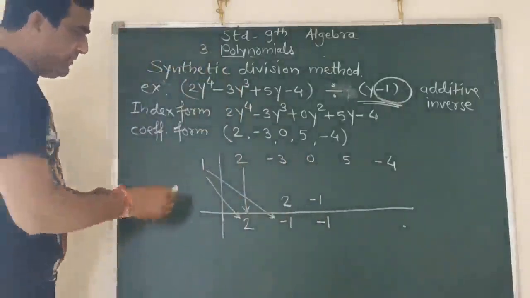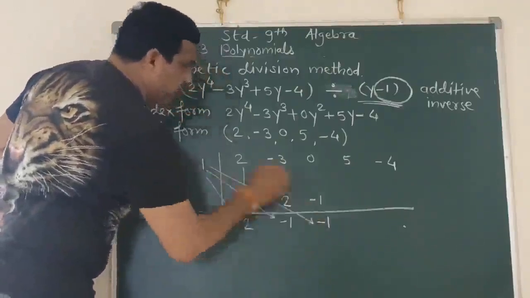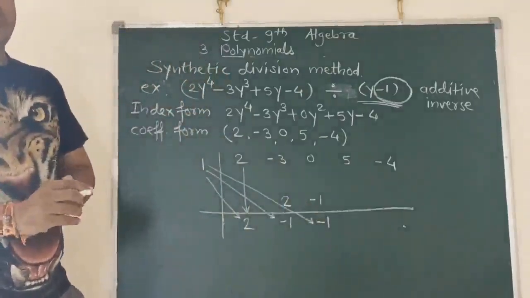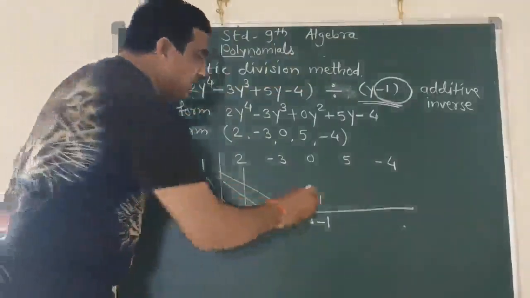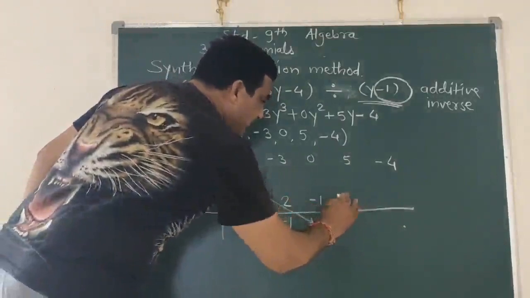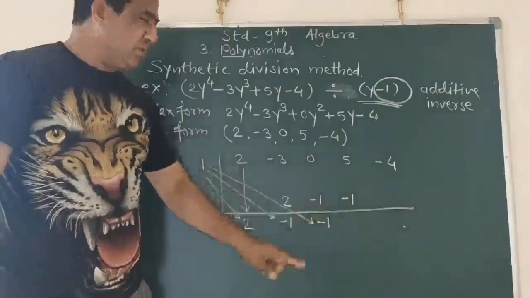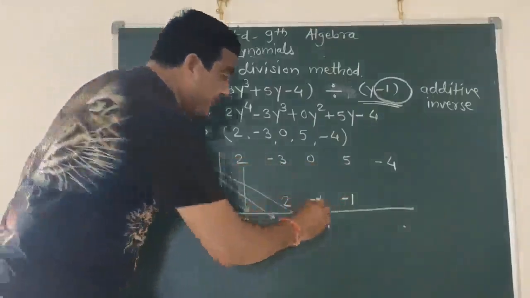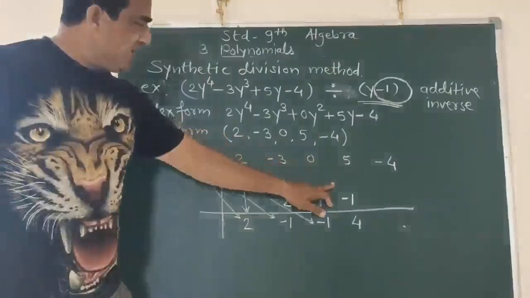Then again we have to perform the product of these two, and whatever answer we get, write below the next coefficient. So 1 into minus 1, that is minus 1. Perform the addition or subtraction. So 5 minus 1, that is 4. Okay, 5 minus 1, 4.